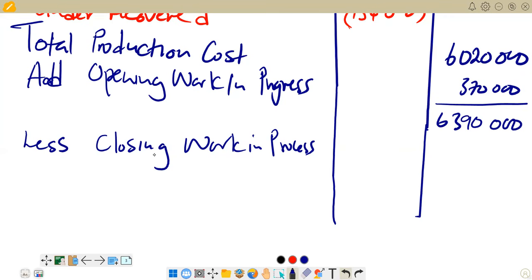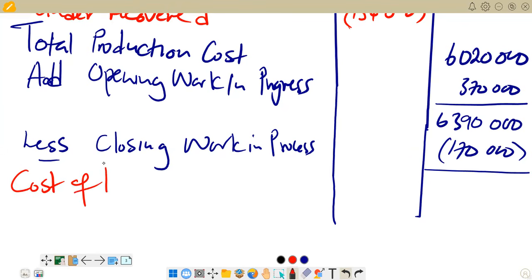Then we are supposed to list the closing work in process. And remember, we checked it and it was 170,000. So here we've got 170,000 that we have there, and we are saying less, so here it means we are subtracting. Then we subtract, and the final figure that we are going to get there is the cost of production of finished goods. So here now we have cost of production.